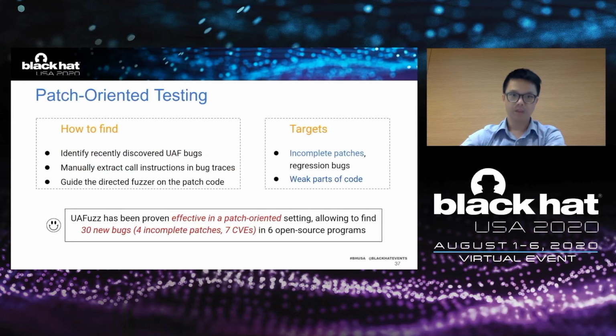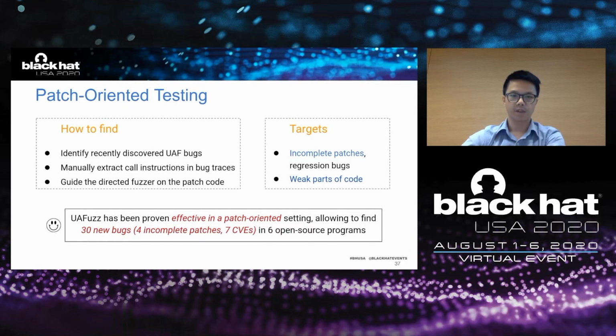Another practical application of predictive fuzzing is patch testing. The goal is to find incomplete patches or regression bugs. Also, by exploring around the previously vulnerable code, we could find new bugs.